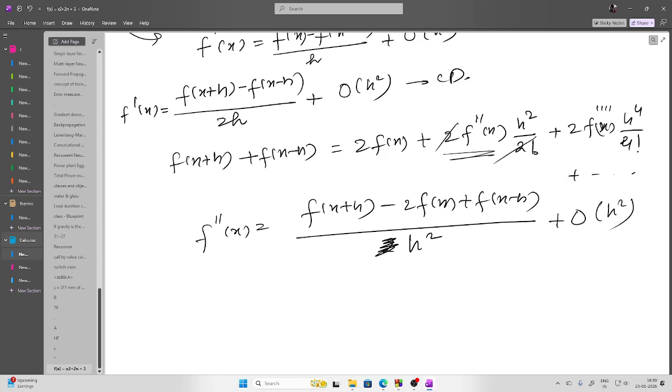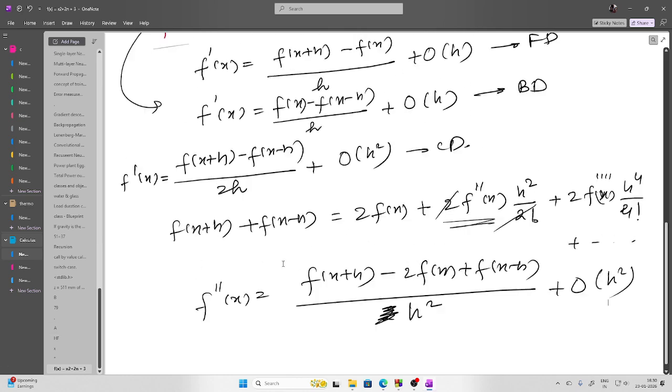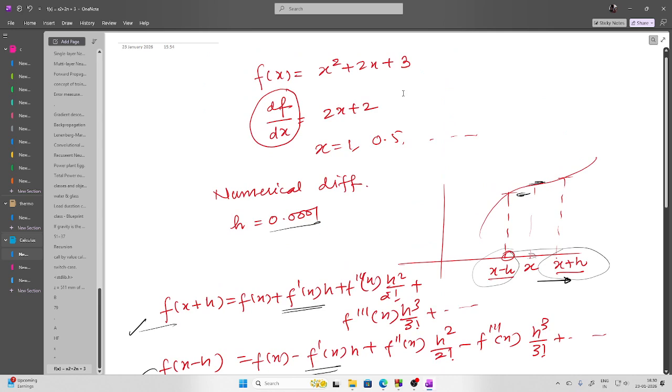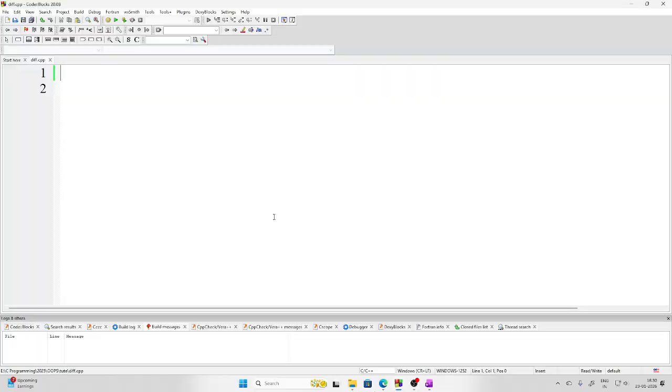So now you have this tool, and let us use this tool to find out the differentiation. Let us first try to solve this one, x square plus 2x plus 3. So now you are in the code blocks.